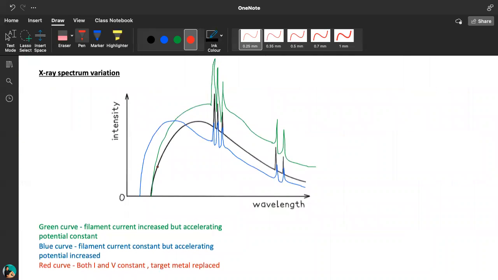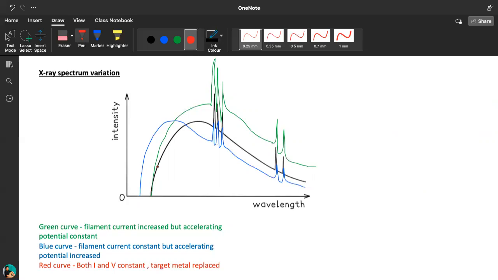The green one. What's the green one? Intensity increases, but the profile is the same. The spikes are the same also. So the green curve shows filament current is increased, but accelerating potential we keep constant. The blue one is when I increase the accelerating potential, but filament current is constant.